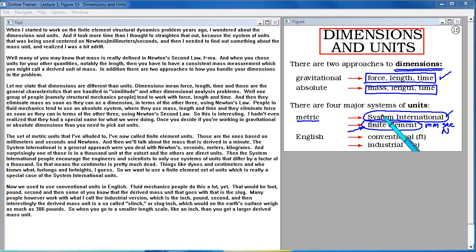Now, we used to use conventional units in English. Fluid mechanics people do this a lot yet. That would be foot, pound, second. And then some of you know that the derived mass unit that goes with that is the slug. Many people, however, work with what I call the industrial version, which is the inch, pound, second. And then, interestingly, the derived mass unit is a so-called slinch, or a slug inch, which would, on the Earth's surface, weigh as much as 386 pounds. So when you go to a smaller length scale, like an inch, then you get a larger derived mass unit.